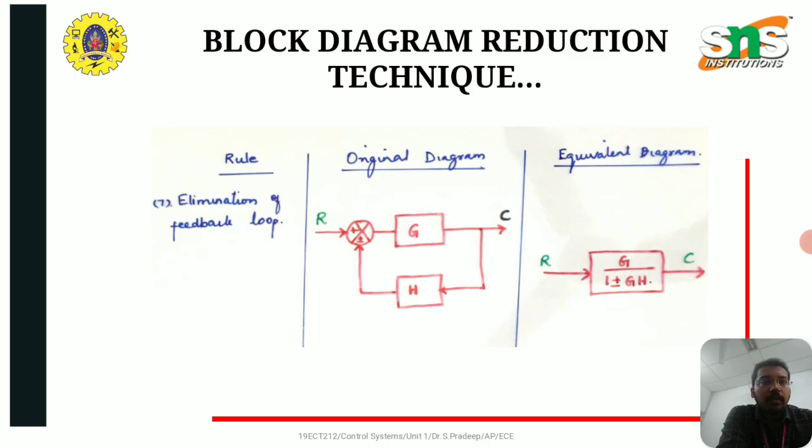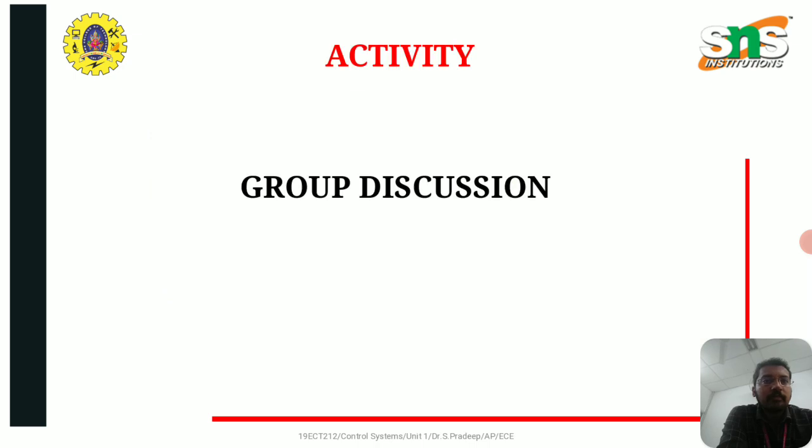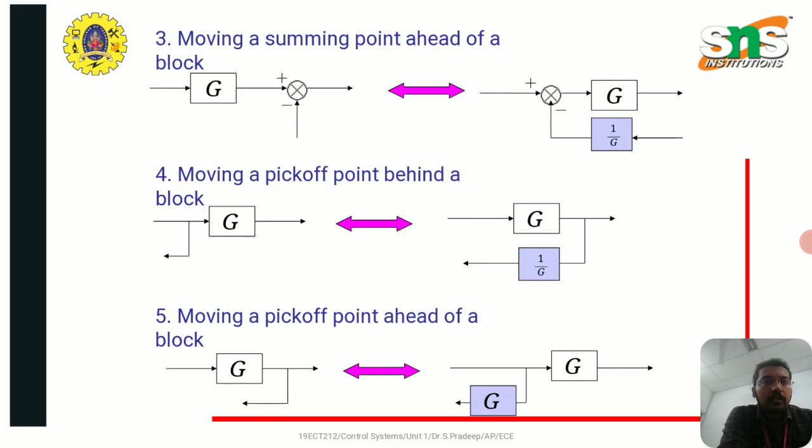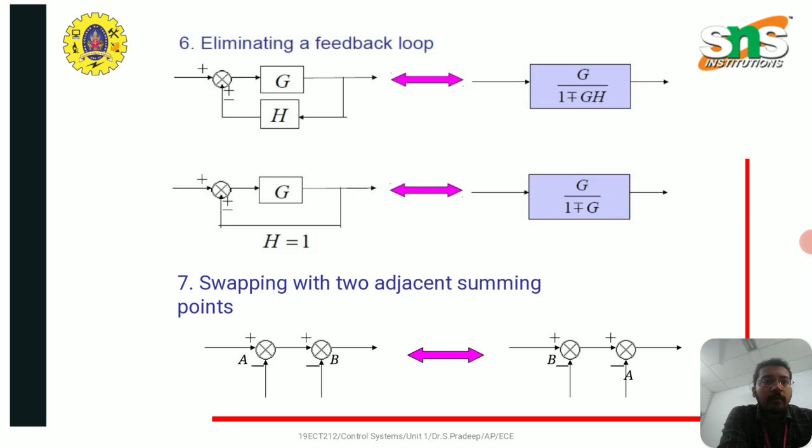Elimination of feedback loop. Suppose the feedback loop is a positive one, the equivalent diagram has the transfer function G divided by 1 minus GH. If the feedback is negative, then the equivalent diagram has a transfer function G by 1 plus GH. So the rules are given in these slides. Then there is swapping two adjacent summing points having the same output.